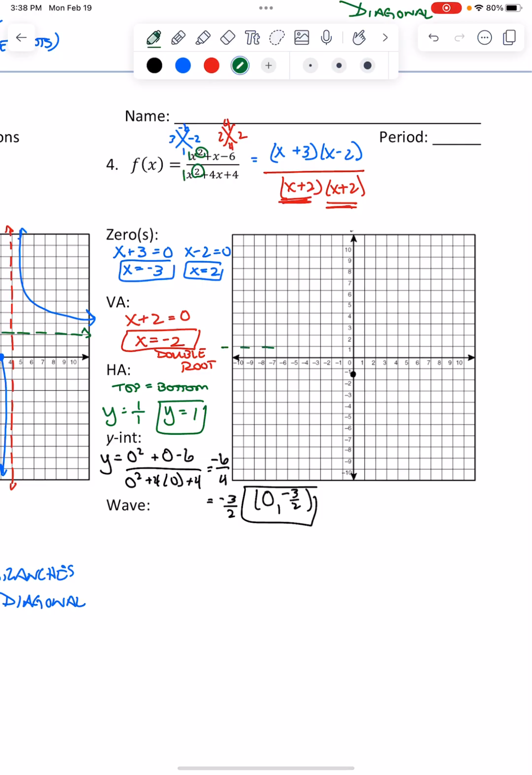Horizontal asymptote. We get there at 1. Vertical asymptote at -2. And then we have zeros at -3 and +2. So -3 and +2. Okay? So this is what we're working with. So now we've got points in this quadrant, and we also have a point in this quadrant. So we know where our 2 branches need to go.